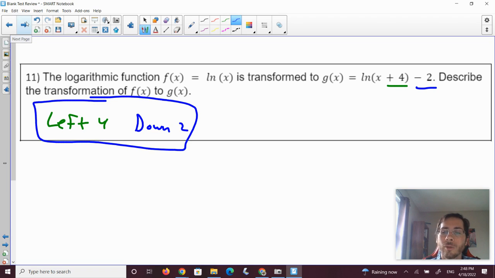So again, that's one of those transform questions. If you're unsure, you can always graph it and double check. So you can graph ln of x, ln of quantity x plus 4, and then minus 2. But it is a's, h's, and k's. H is 4, left 4. K is negative 2, down 2.